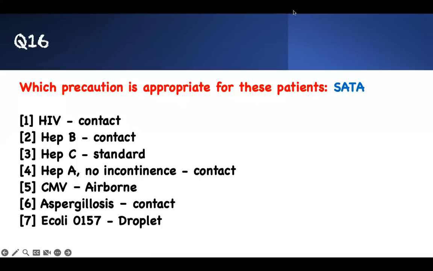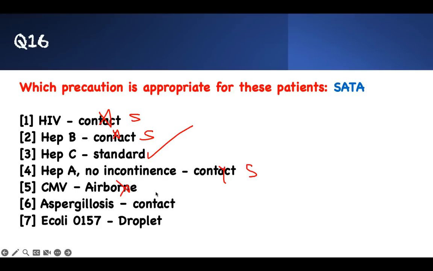Number 16, select or apply. Which precaution is appropriate for these patients? You already talked about some of them. HIV is standard, right? Hepatitis B is also standard according to CDC. Hepatitis C, standard. So this is good. Hepatitis A, that has no incontinence, is standard precaution. If they have incontinence, it becomes contact.